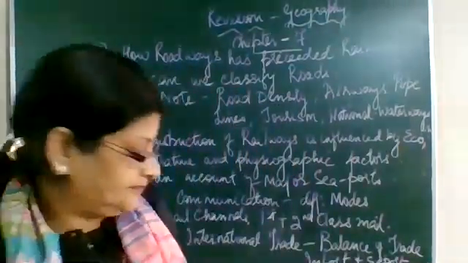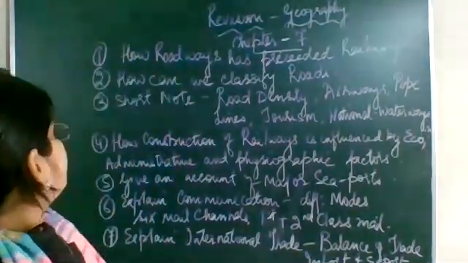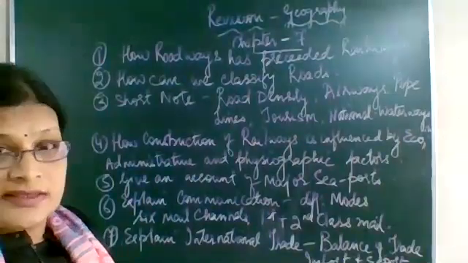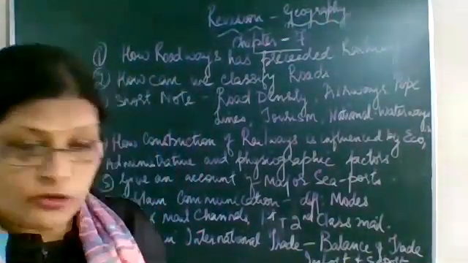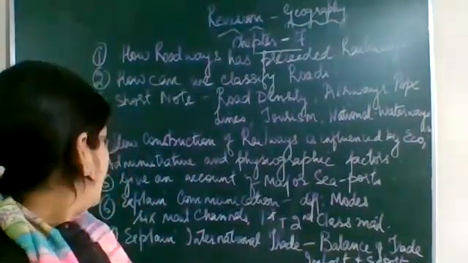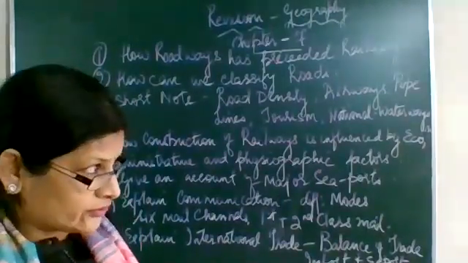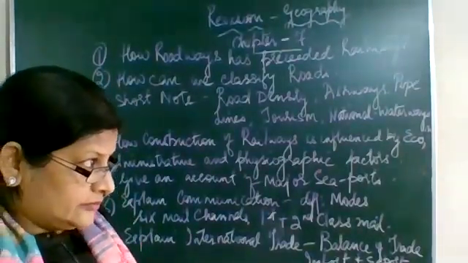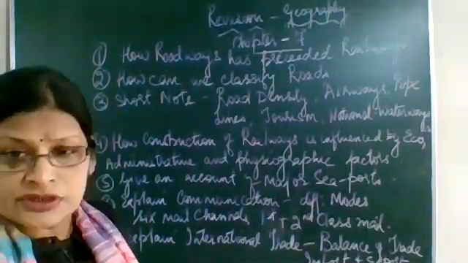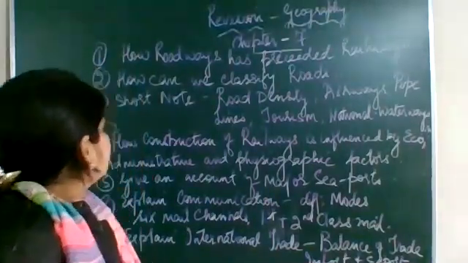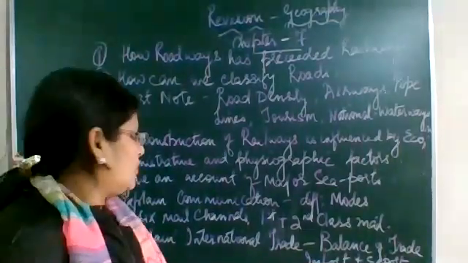Pay attention, children. Chapter number 7, that is Lifelines of Indian Economy. First question, how roadways has preceded railways. Okay, this question can also be asked, why roadways has an edge over railways. How can we classify roads? All the classification, national roads, state roads, district roads, then border roads, then Rajiv Gandhi Sadak Yojana, whatever it is. Okay, then there is short note on road density, airways, pipelines, tourism, as well as national waterways.